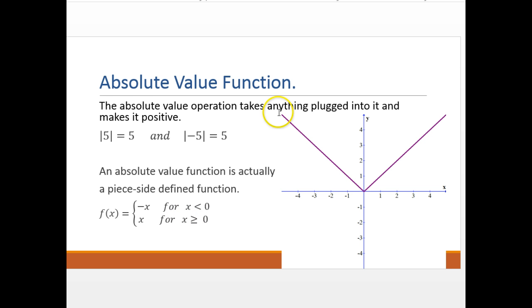The graph of an absolute value function would look like this. It would decrease until it hits the origin, then it would increase. These are basically a mirror image of each other.